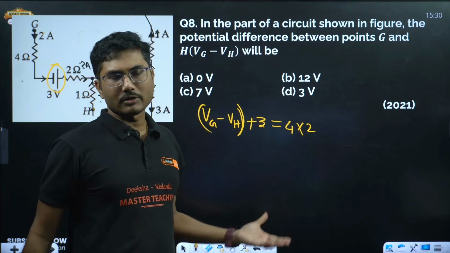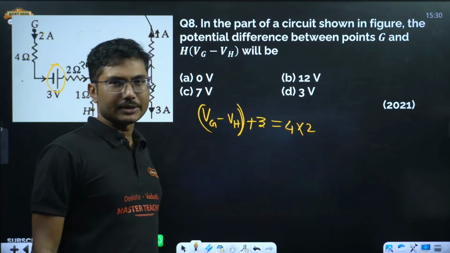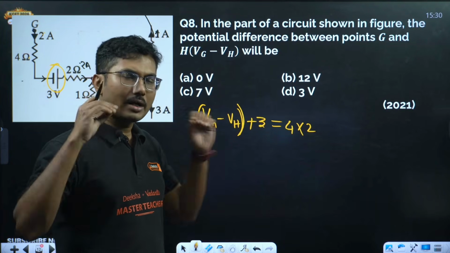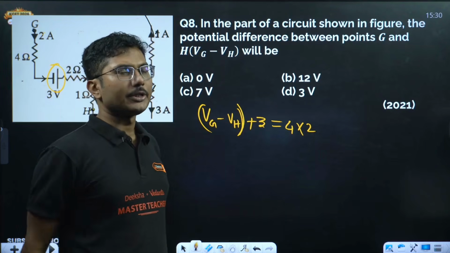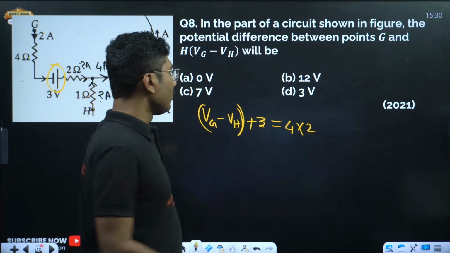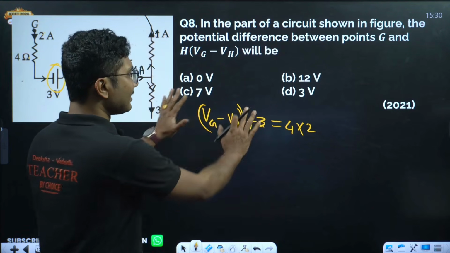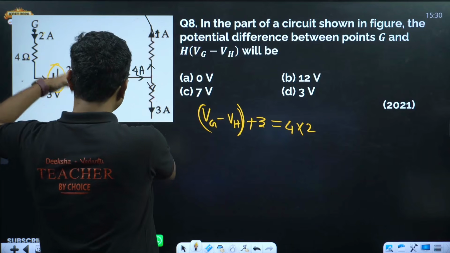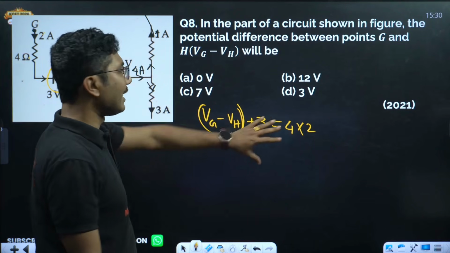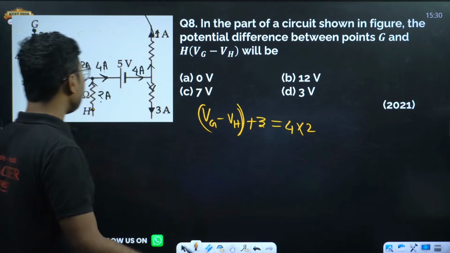There are other ways also. Sometimes you take the voltage on the other side. That is also fine. If you are confident with whatever method you have, you can use that. So Vg minus Vh plus 3, this is the total voltage between these points, and then we will apply Kirchhoff's voltage laws for individual junctions.